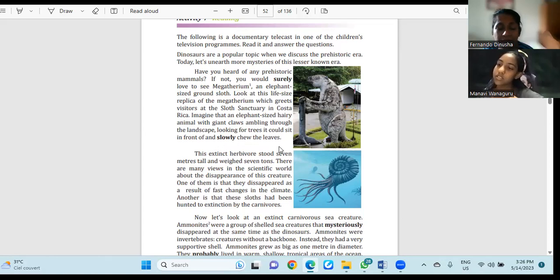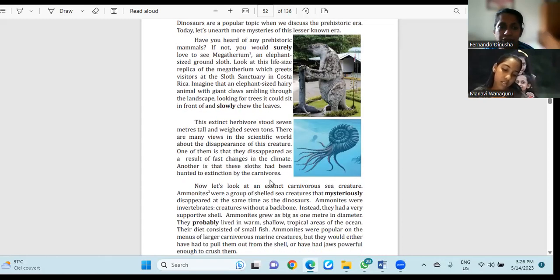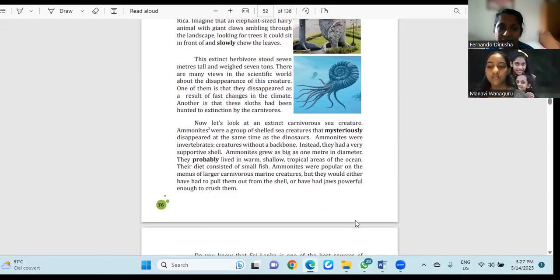Now, try your level best to pronounce the words which are not familiar to your mouth, right? Then only, Putha, you can improve your reading. The extinct herbivore stood 7 meters tall and weighed 7 tons. There are many views in the scientific world about the disappearance of this creature. One of them is that they disappeared as a result of fast changes in the climate. Another is that these sloths had been hunted to extinction by the carnivores. That means carnivores have caused the loss of life for this animal, right?